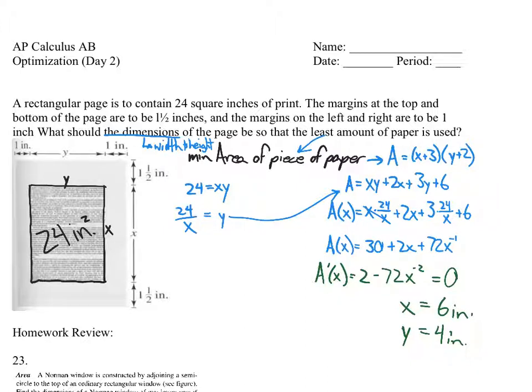are 6 plus 3. So our page needs to be 9 inches tall, and 4 plus 2, 6 inches wide. And that will minimize the amount of paper that I need to make this page.